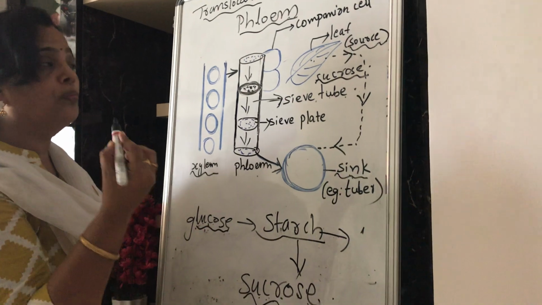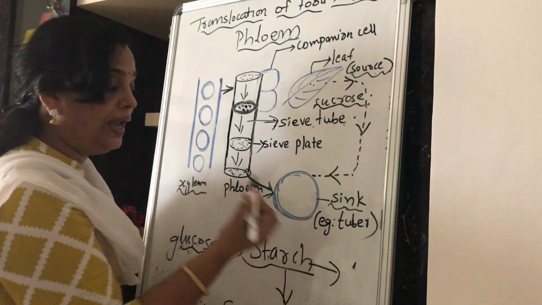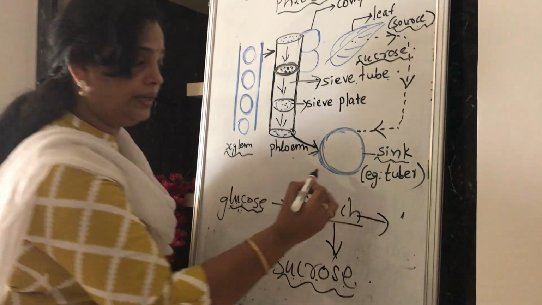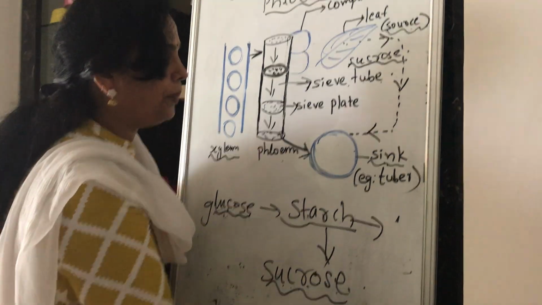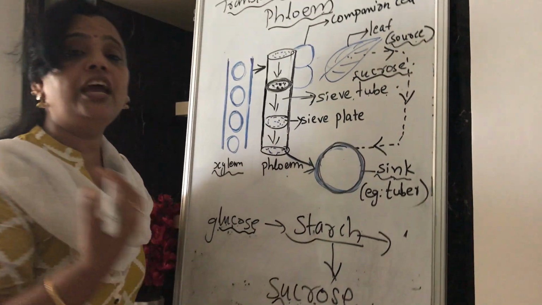Now the food should move from the source into the sink. Sink can be an underground part of the plant like potato, yes, or it can be an underground part of the plant like this. Let us see, this is the potato, or it can be a fruit.